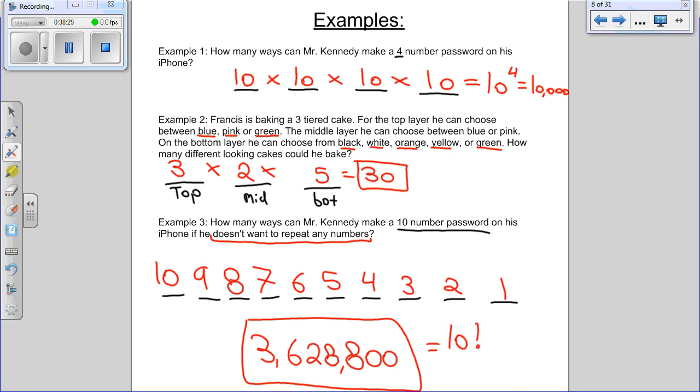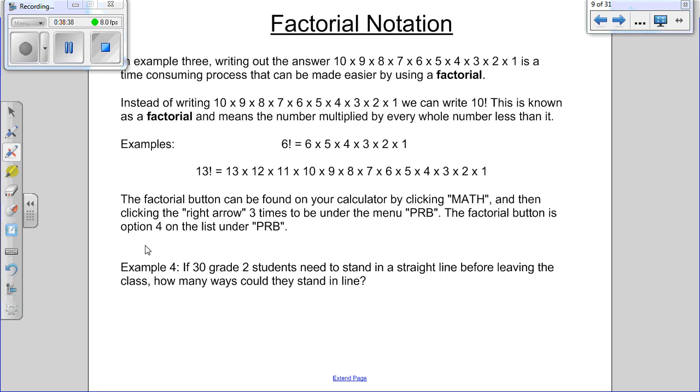It says, in example 3, writing out 10 times 9 times 8 all the way through is a time-consuming process that can be made easier by using a factorial. Instead of writing all this, you could just write 10 exclamation mark. That is a button in your calculator that we're going to show you. That was 10 factorial. If I wanted to know what 6 factorial was, that means 6 times 5 times 4 times 3 times 2 times 1, all the way down. Or 13 factorial is 13 times 12 times 11 times 10, all the way down to 1.